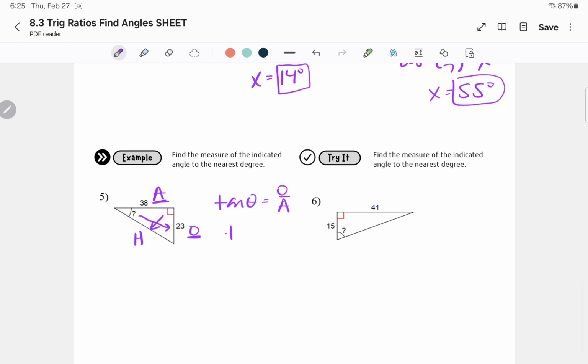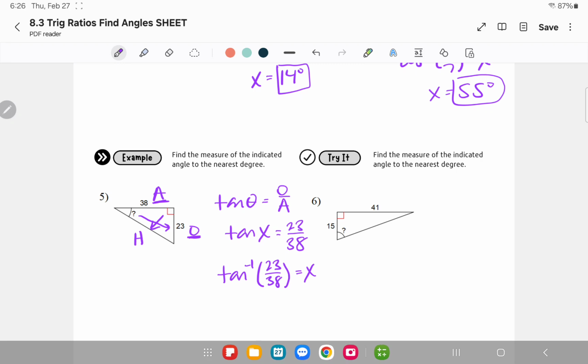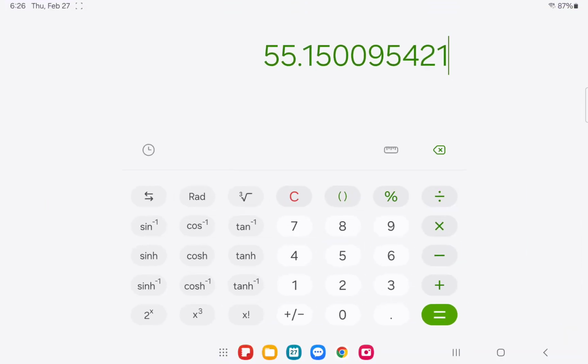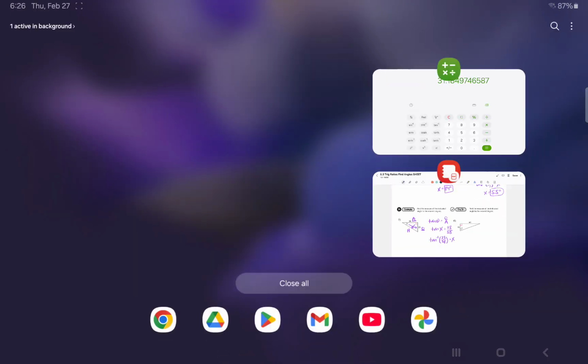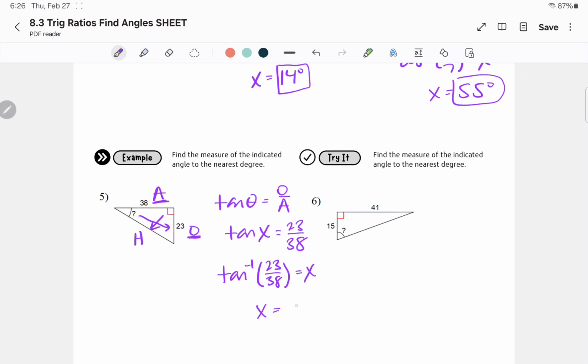Then I fill in. Theta, in this case, is going to be x. If we're trying to find the angle, that's unknown. So we're putting an x there. O is 23 and A is 38. I want to get x by itself, so that's why I have to use inverse tangent so I can switch places, right? And now x is by itself, and now I can put this into the calculator. So inverse tangent, 23 over 38. So that is 31, rounded to the nearest whole number. So 31 degrees.